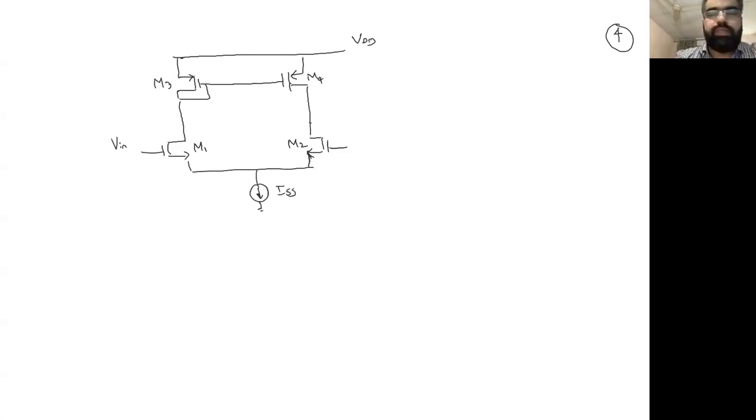ISS is done, and here this is your output. So here we have some feedback path which is going to this node. And again, R1 and R2 are pretty much bigger values, so they don't load the system. Okay, so this is the overall configuration, and we are asked to determine the polarity of this system.